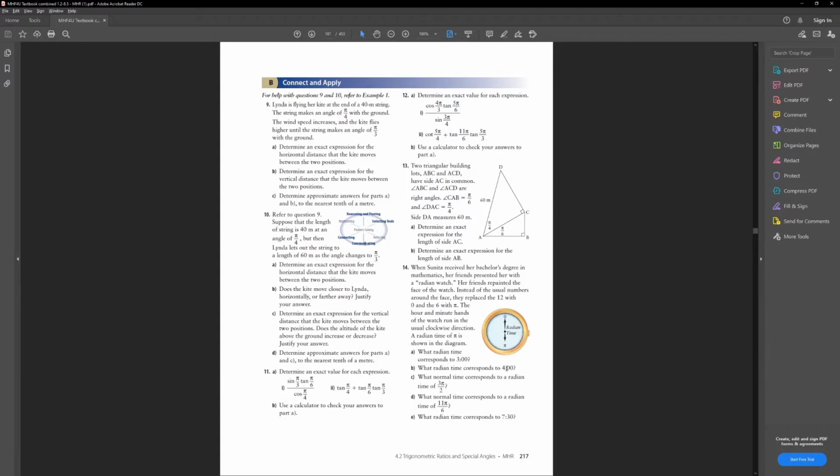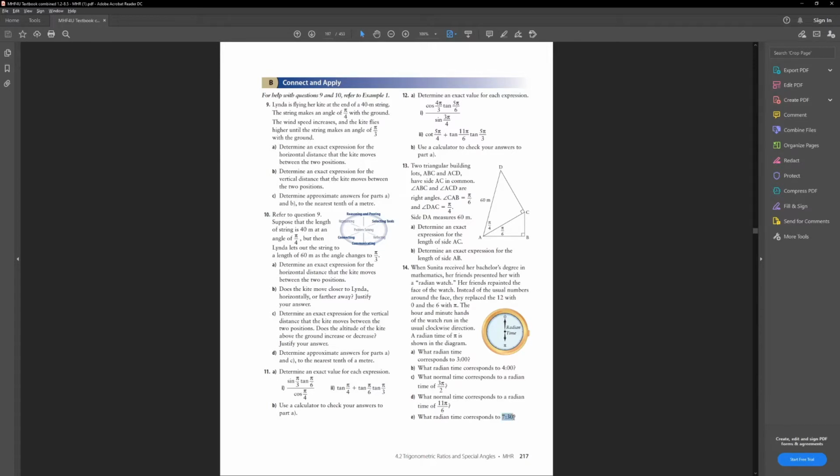Then it's asking us what normal time corresponds to a radian time of 3 pi over 2. All that we know by now is that it passed the halfway point of pi. So pi and a half, right? So it's over here. Therefore, it is 9 o'clock. Now, lastly, it's asking us the normal time of 11 pi over 6. That would be our last measure, which is 11 o'clock.